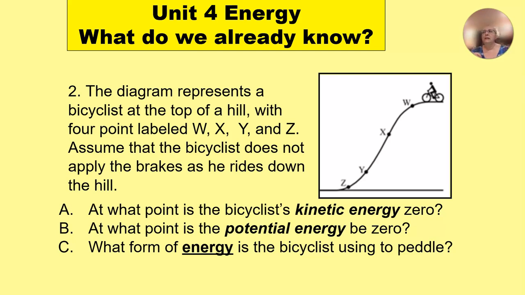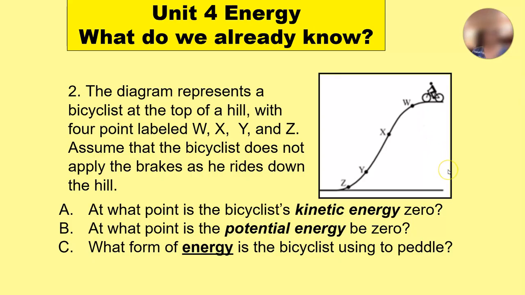At what point is the kinetic energy, that is the energy of motion of this object, the bicyclist, zero? So where do they have zero motion? You might look at that and say, well, at the top of the hill here at point W, they would have no motion because they haven't started moving down the hill yet.